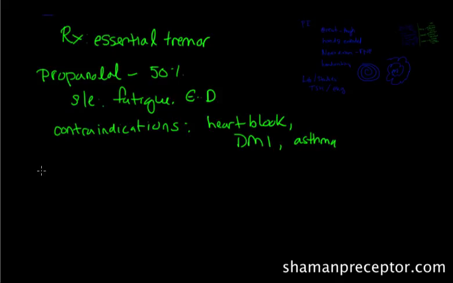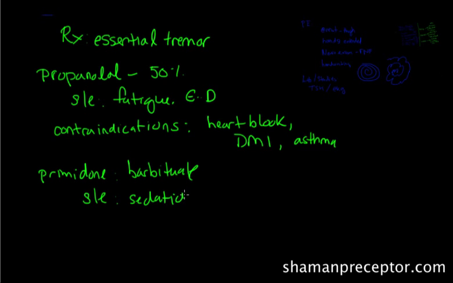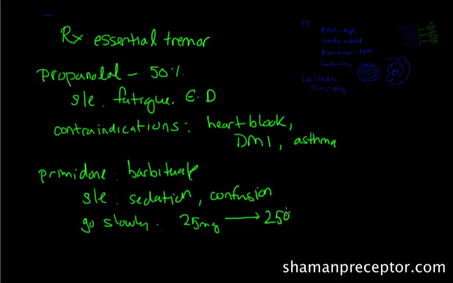Another med that's less well known for some reason is primidone. Now, primidone is a barbiturate. So side effects are sedation and sometimes even confusion. And so you go slowly with this medicine. You start off at 25 milligrams and then slowly titrate up to 250 milligrams, which is where you'll start seeing the effects of this medicine therapeutically on the tremor, and you could go all the way up to 750 milligrams if necessary.